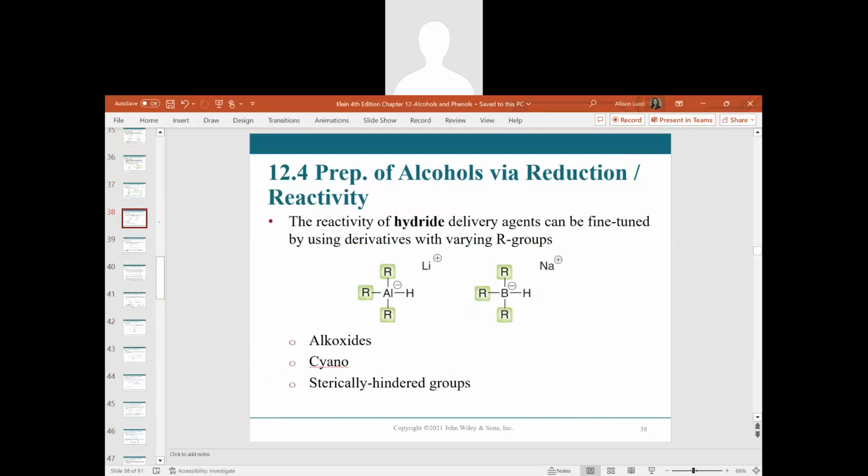So the reactivity can be fine-tuned or reduced or increased depending on which R groups are on our reducing agents, our hydride delivery agents, rather. So we have our lithium aluminum hydride over here, but if we change those hydrogens to R groups, such as alkoxides or cyanide functional groups, we can increase or decrease the reactivity. More sterically hindered groups, so maybe something like a tert-butyl, could also affect reactivity.